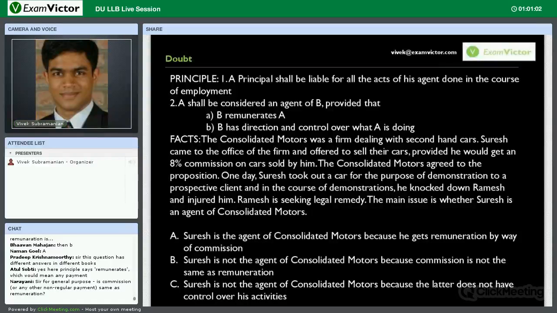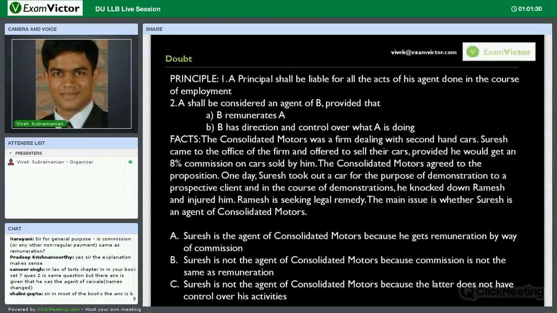And Pradeep is saying that this question has different answers in different books, and Samir is saying it is in the law chapter. Anyway, if there are different answers in different books, let's understand the logic.